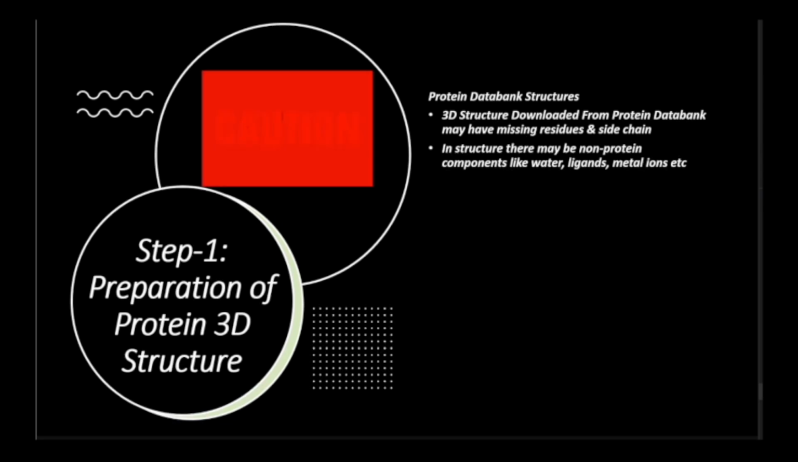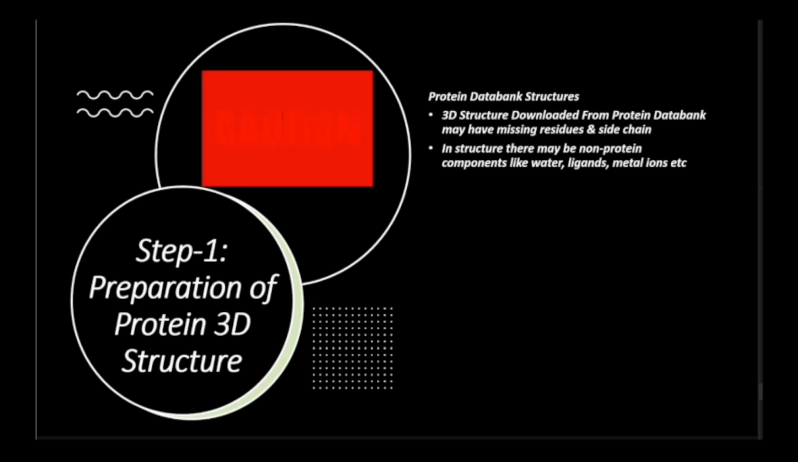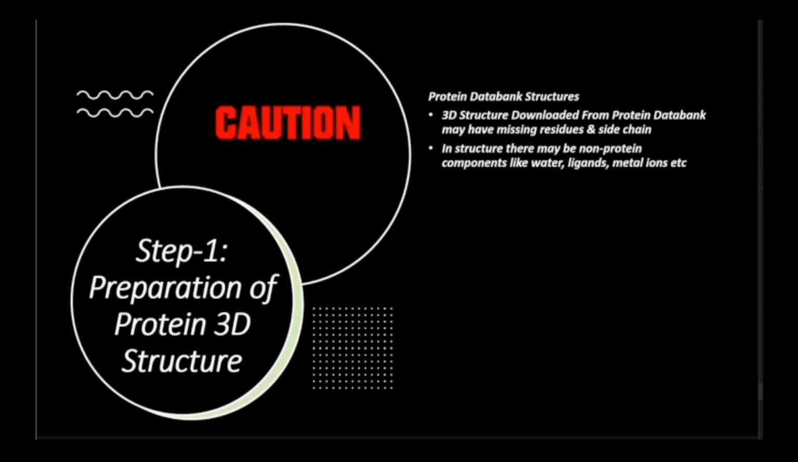Similarly, if you're going to download the three-dimensional structure of a protein from the Protein Data Bank, in those structures most of the time you are going to find a lot of non-proteinous structures. Like you may find some water molecules present in the protein structure, some ligands, some metal ions. These metal ions, non-proteinous structures and water molecules are not very much needed to observe the behavior of the protein. Sometimes they are co-crystallized when we make a crystal structure of the protein.